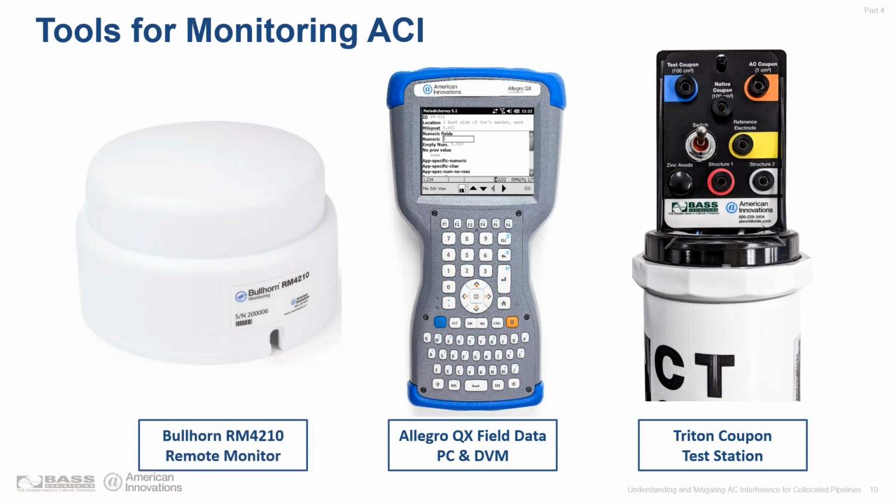And then you have your remote monitors. Pictured here is the Bullhorn RM4210, specifically designed for monitoring AC interference. This device, when used in conjunction with coupon test stations, can automate a lot of the readings for you. That way you can take everything from the comfort of your office or any web-enabled device that you have, and you can always stay on top of your AC threat.